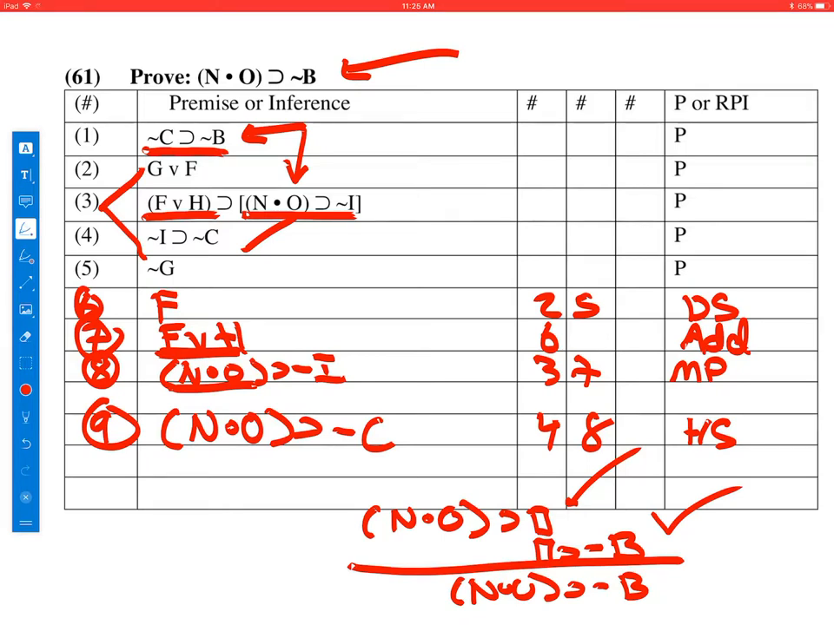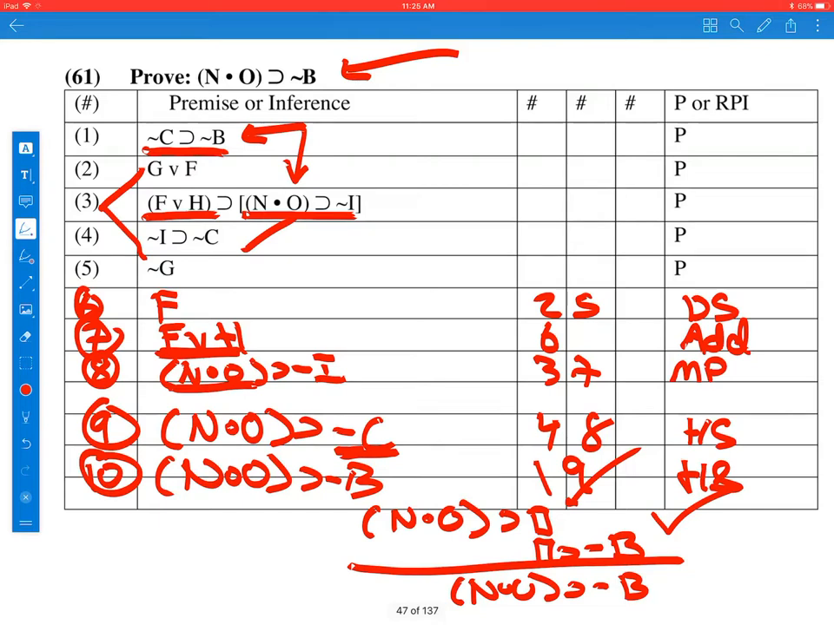But now wait a minute, I needed a then not B. But look at line 1. I have another conditional up there, not C, then not B. I'm going to kind of use 2 lines here. I can put those together, N and O, then not B, from 1 and 9, HS. So instead of just the standard one HS, I needed to do 2 HSs, but I got there nonetheless. Okay, we'll pause for a moment and come back.